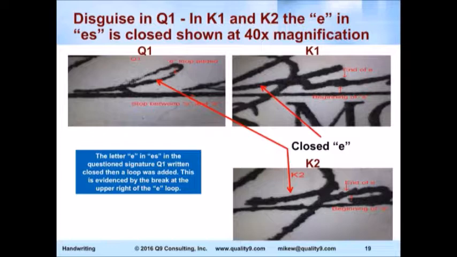When we look at the questioned signature, we can see that the way the letter E was made was a stroke, space to the S, but then this little loop was added. We can see that is a separate stroke. He added that in order to disavow the signature.